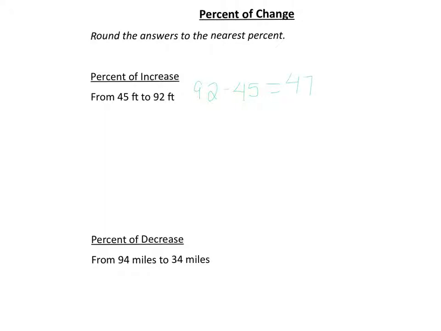Okay? 47 represents our change. That's how much it changed. It changed by 47 feet. We know that 45 is our original because we went from 45 to 92. I started at 45 feet. Now we can go through and put it into our proportion. The changed amount over the original amount equals the percent over 100. We cross multiply.